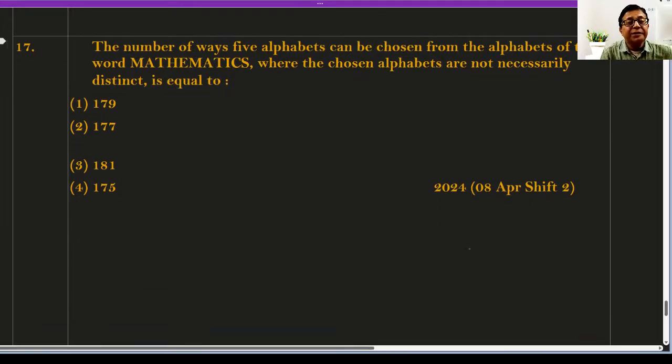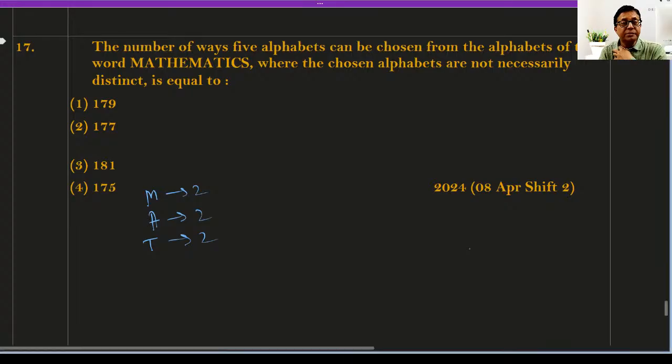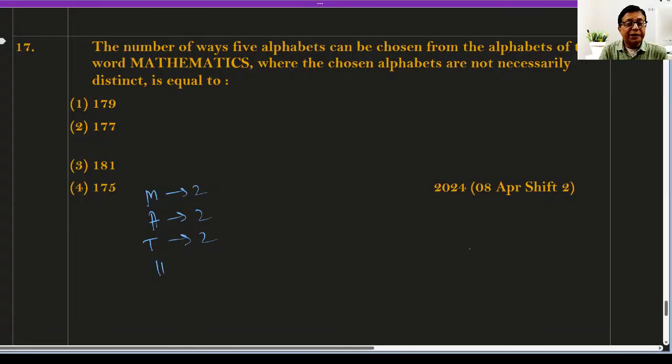First you check how many letters are repeated. M twice, A twice, T twice, H once, C once, E also one, I is also one. Clear? This is okay?